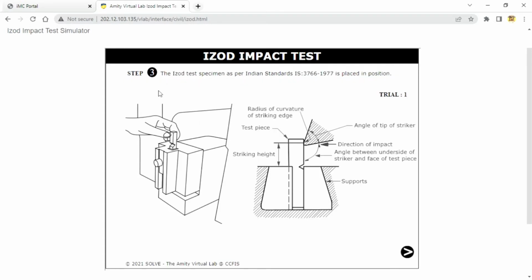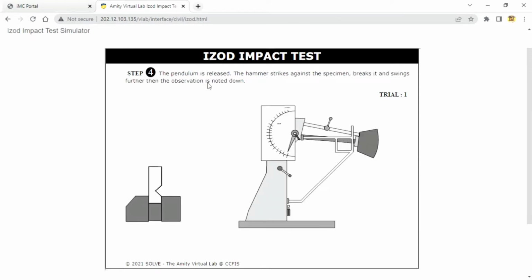Step 3 of trial 1: the Izod test specimen as per Indian Standard IS 3766-1977 is placed in position. So this is the radius of curvature of striking edge and test piece, striking height, angle of tip striker, direction of impact, angle between underside of striker and face of test piece, and lastly the supports.